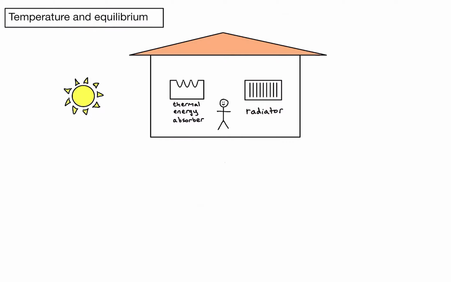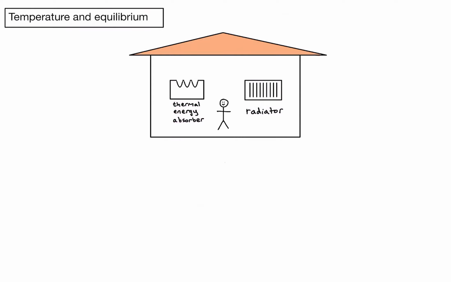Let's imagine, for example, it's a super hot sunny day. Now, if it's a super hot sunny day, which piece of equipment is my person going to turn on? Well, they're certainly not going to turn on the radiator and make it even hotter in the house. So probably to cool things down, they're going to turn on the thermal energy absorber, which will remove some of that extra thermal energy inside my house due to the hot weather outside.